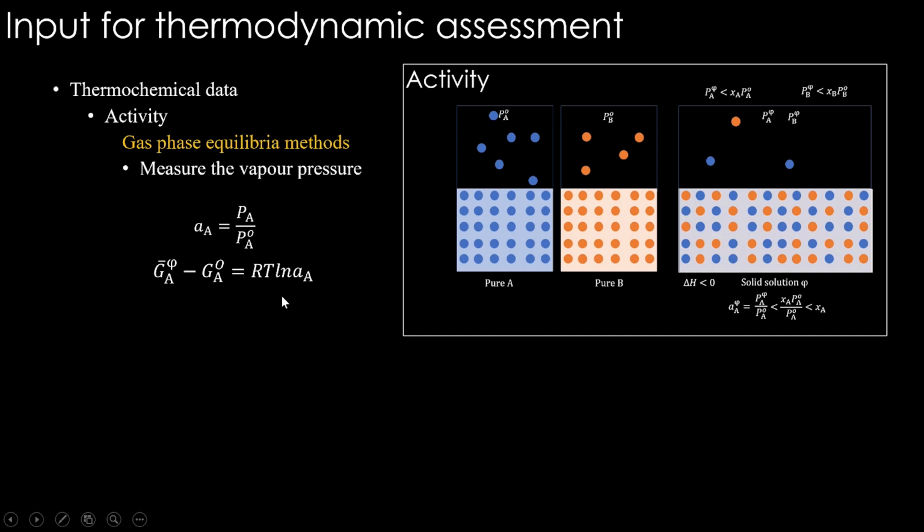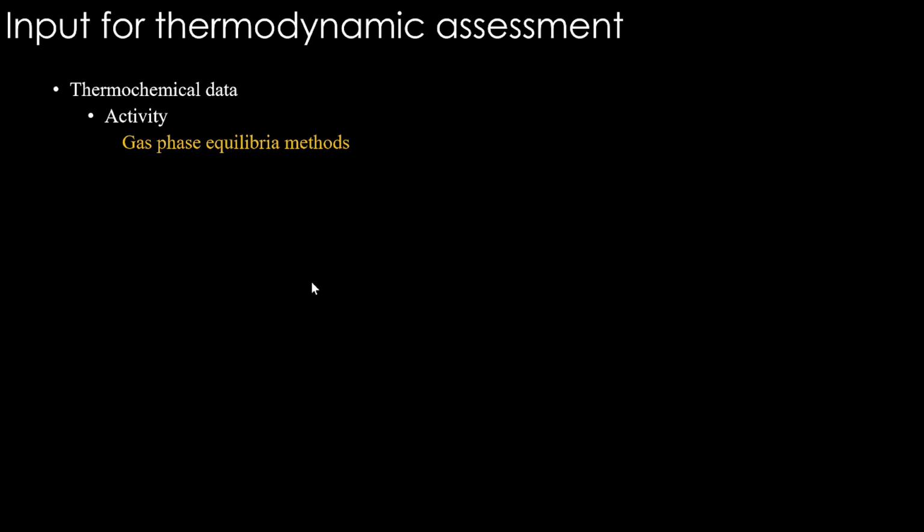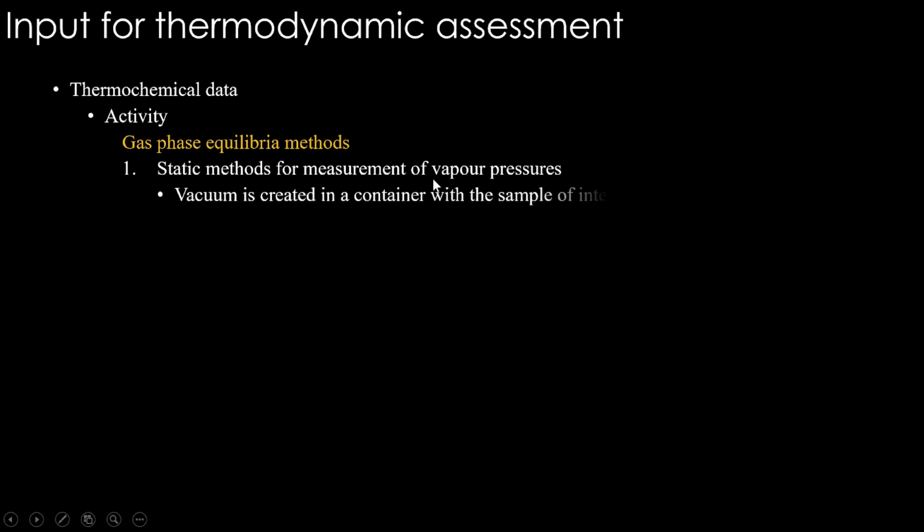And we said this activity is related to partial molar Gibbs energy of A in this way. G_A bar minus G_A standard is equal to RT natural log of activity of A. I hope you remember that. So now if you want to measure this, there are a few methods. First one is static methods for measurement of vapor pressures.